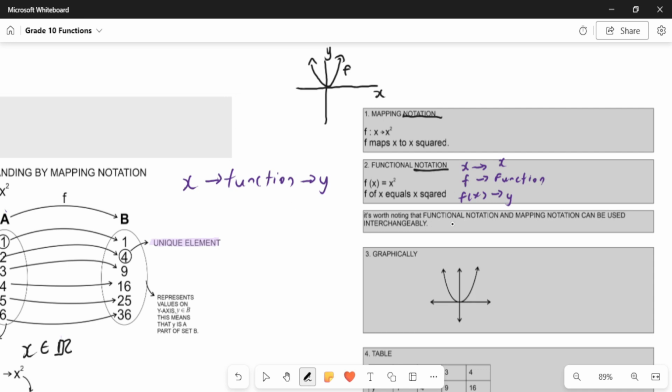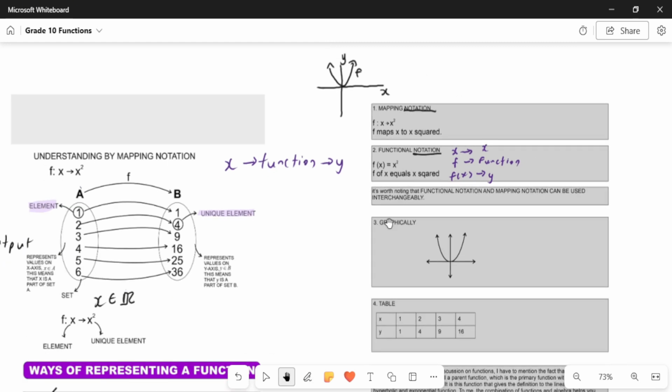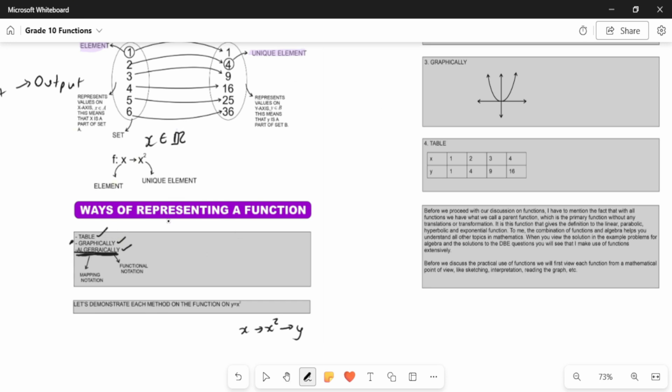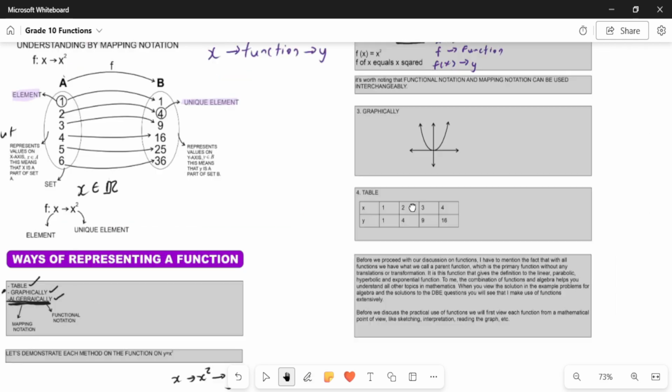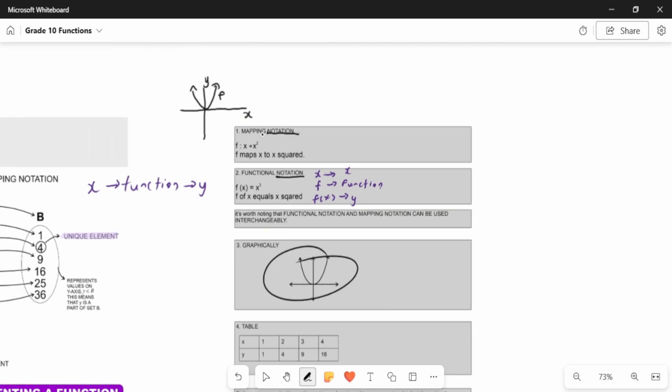It's worth noting that the functional notation and the mapping notation can be used interchangeably. So these two ways can be used interchangeably. So let me just emphasize something. These three ways are just three different ways of representing a function. You can choose whatever you wish. You can use any of these ways to represent a function and you will have a function. Right, so do not confuse a function with a graph, because when you look at a graph, you'll think that's a function. No, it's a way of representing a function. Big difference. All right, from a graphical standpoint, if I had to sketch this function, it would look exactly like this here, exactly as I drew it here. Right, and obviously we have to label it.